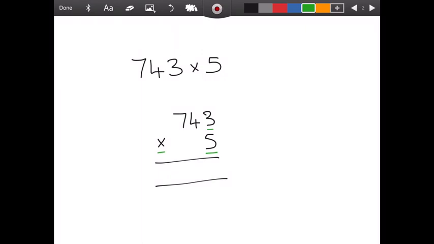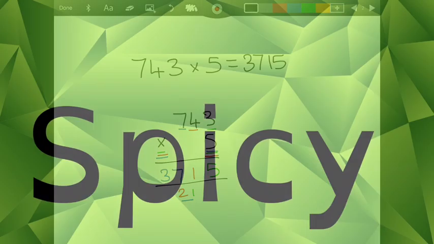We start off with 3 times 5 is 15. Carry the 1. Then 4 times 5 is 20. Add the 1 is 21. And finally, 7 times 5 is 35, add the 2 is 37. 743 times 5 is 3,715. If you got that, you're ready to move on.